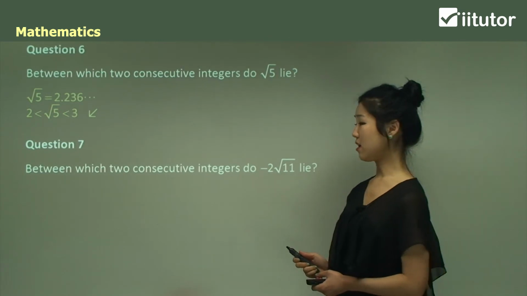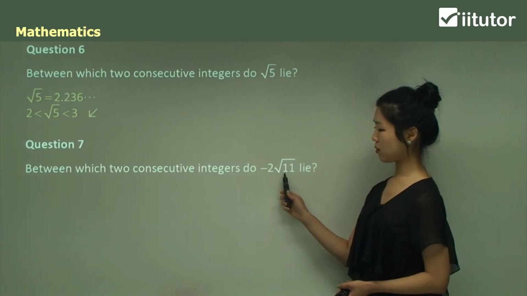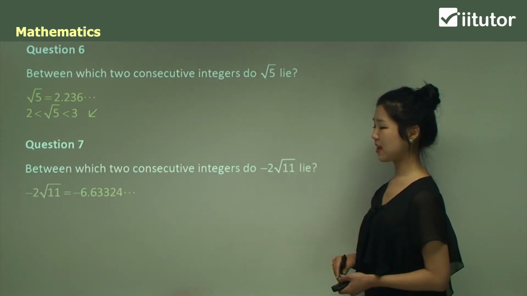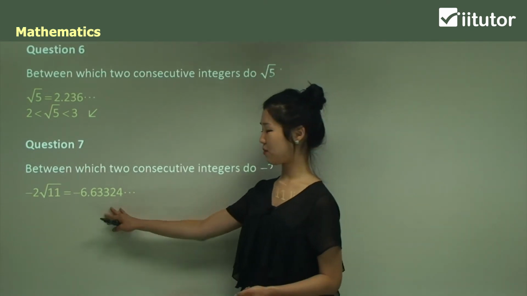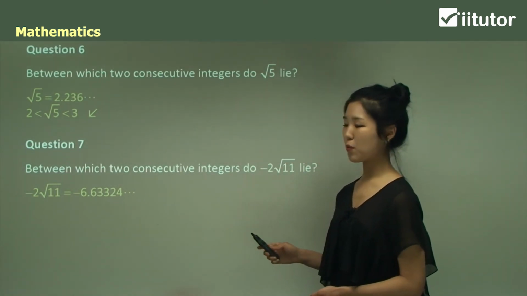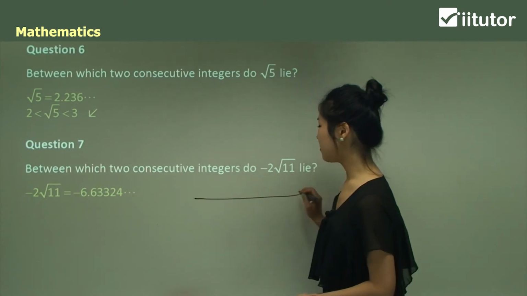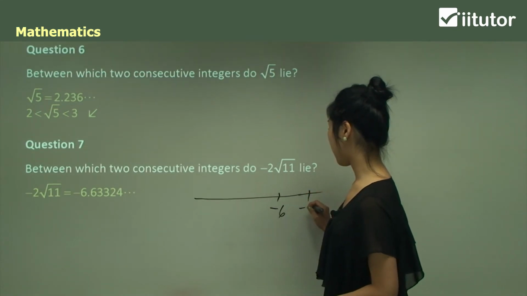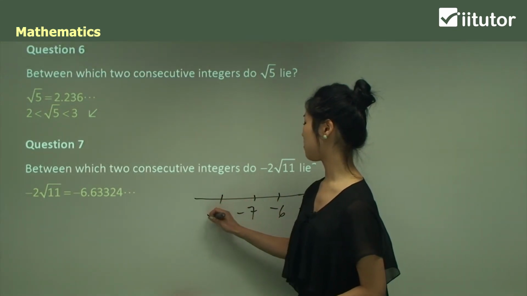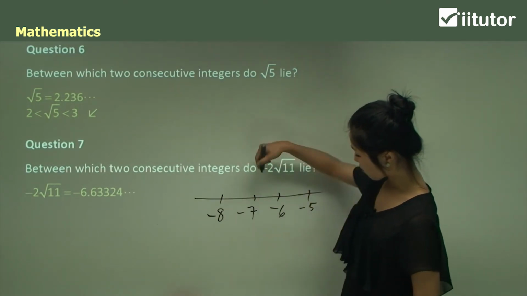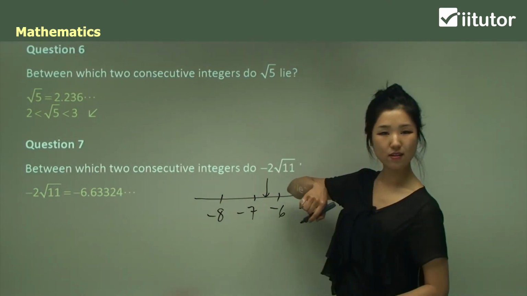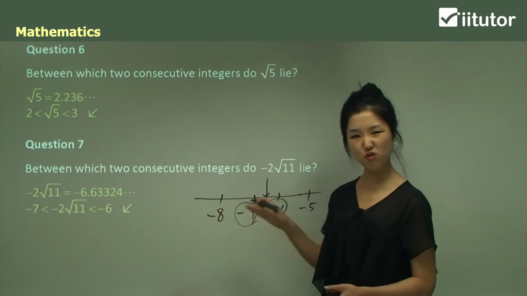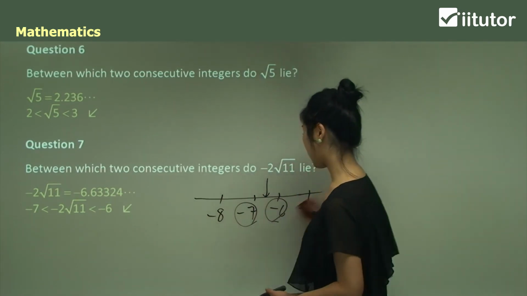Root 7 is a similar thing. Which two integers is negative 2 root 11 in between? So again, calculate that one. Negative 2 root 11 is something like that if you calculate it with your calculator. So negative 6.6 is in between. Think about it, guys. Negative 6 is here, and then it's negative 5, and then it's negative 7, negative 8. Negative 6.6 is approximately here, isn't it? So it's in between negative 7 and negative 6. So negative 7, negative 6. So you can draw yourself a little number line if you ever get confused.